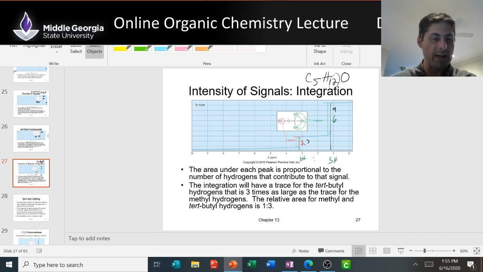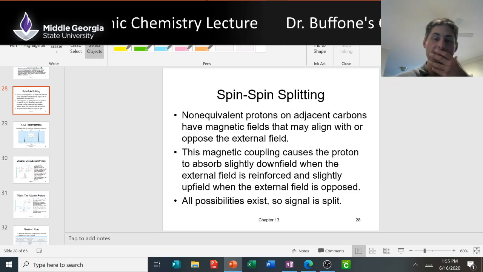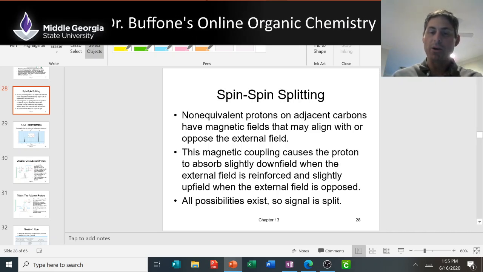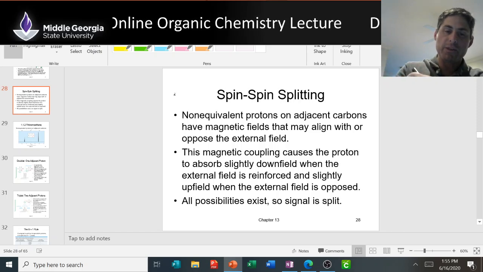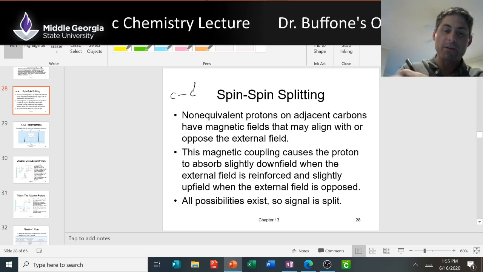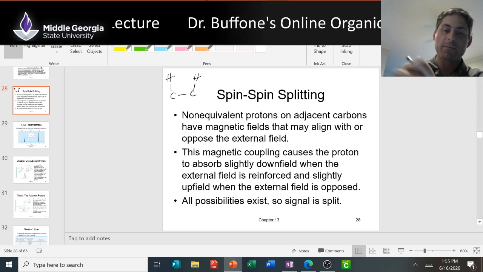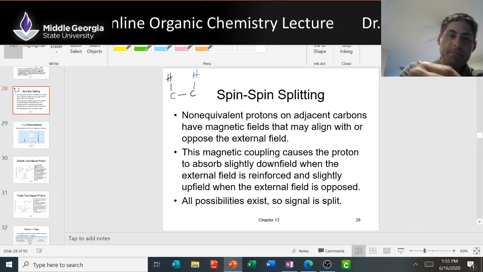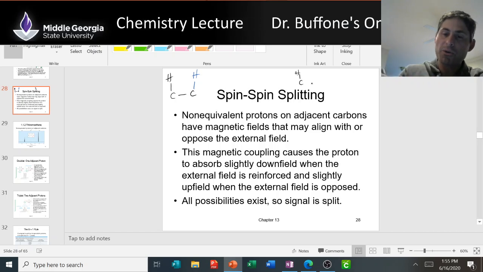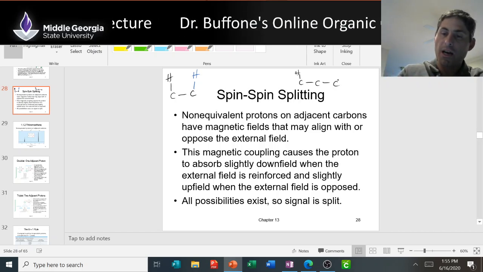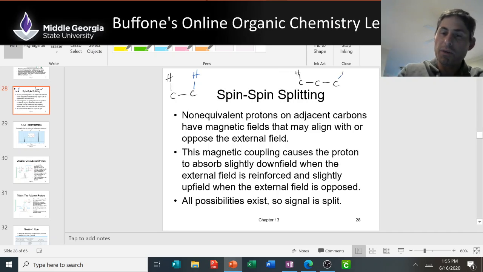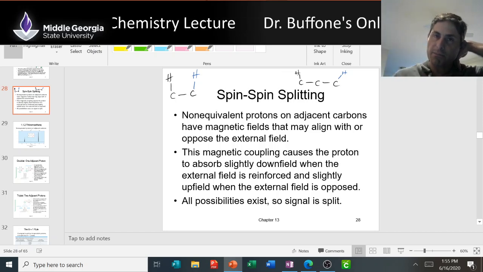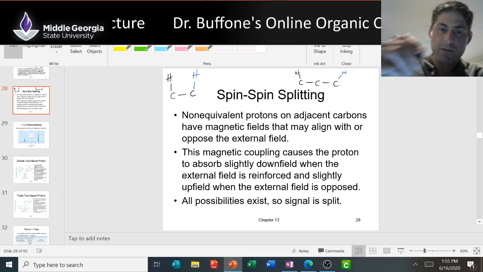The last thing we're going to look at is splitting, which tells us a lot of information. Spin splitting of non-equivalent protons on adjacent carbons. So there's going to be the 3-bond rule. If you have 2 carbons that are neighbors and they each have a proton, I'm going to put them in different colors. If these protons are close enough to split, they will split each other's signals. So instead of a singlet, you'll get something like a doublet or a triplet or a quartet or whatever.